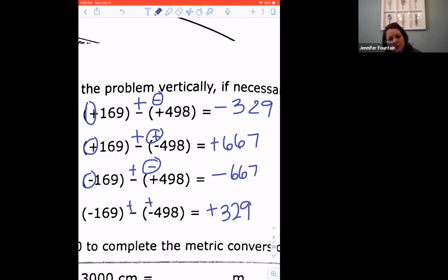Does everybody remember the rules for addition and subtraction with negatives and positives? Very good.